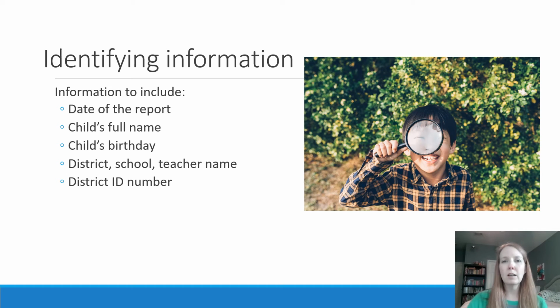So this section of the report is going to be the identifying information. You want to include all identifying information about the child, and it may look a little different based on the procedures for your school district, so you'll want to follow those, but generally you'll include the date of the report, the child's name, their birthday, the school district, teacher name, district ID number, all those different types of things. And just make sure when you date the report that you double check those legal timelines to make sure you are within your time frame.